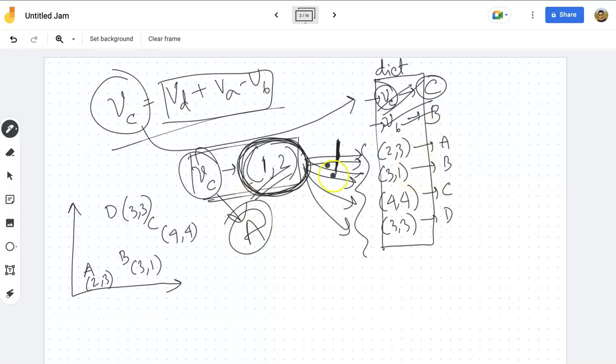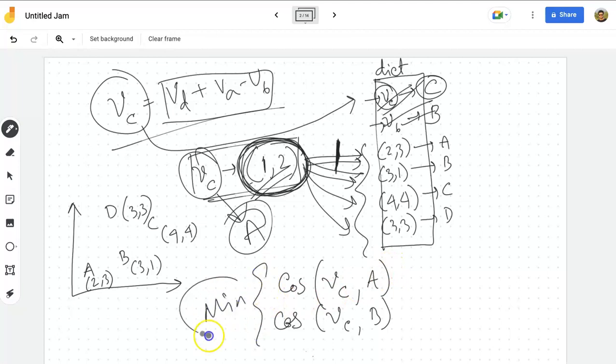So for this question, A is not the answer, but I guess you already understand what I am trying to say. So then we'll just do the cosine similarity. Basically cosine of VC comma A, and then again we'll find VC comma B, and so on. Among all these, whichever gives the minimum, that word will be our answer.